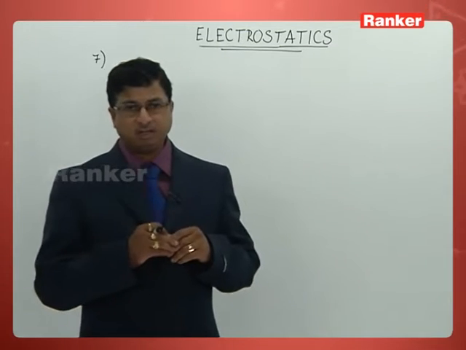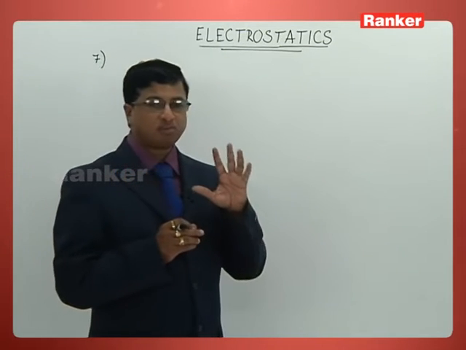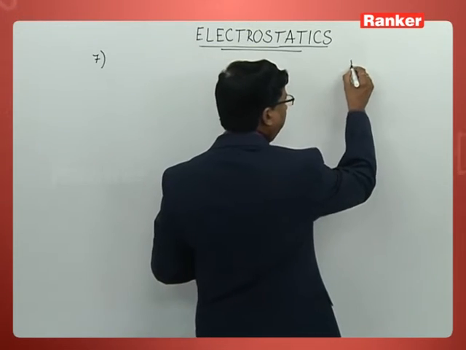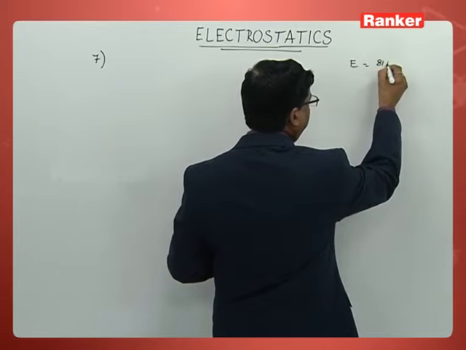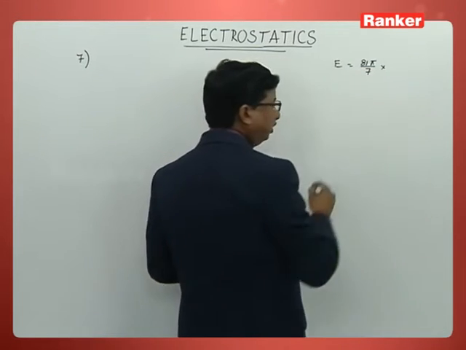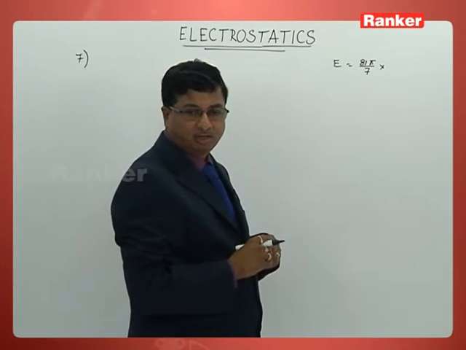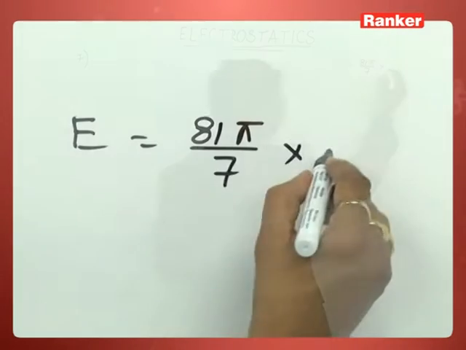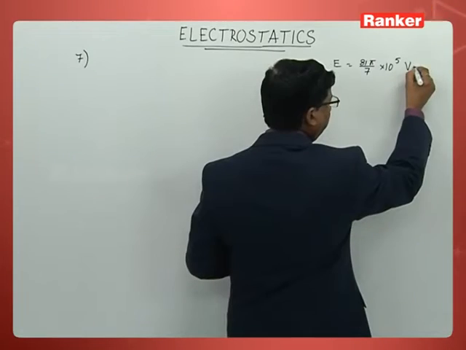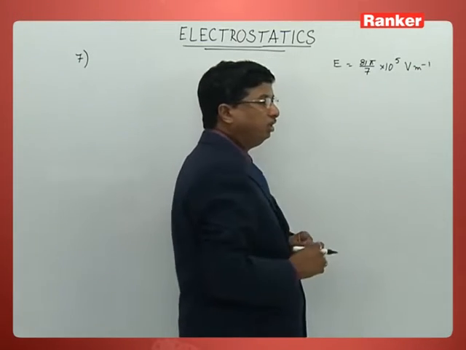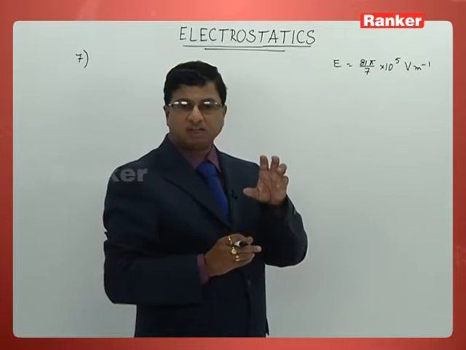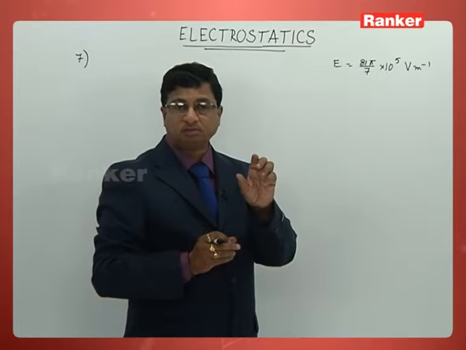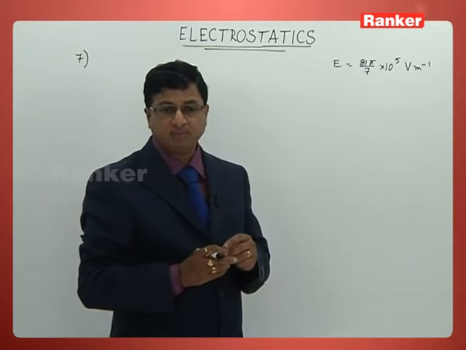Let us first of all write what are the values he has provided us. What is the data? He said electric field strength is 81 pi by 7 into 10 to the power 5 volt per meter. That's what has been given. So this is one value which has been provided to us. That is the electric field in which the droplet was first balanced in air.